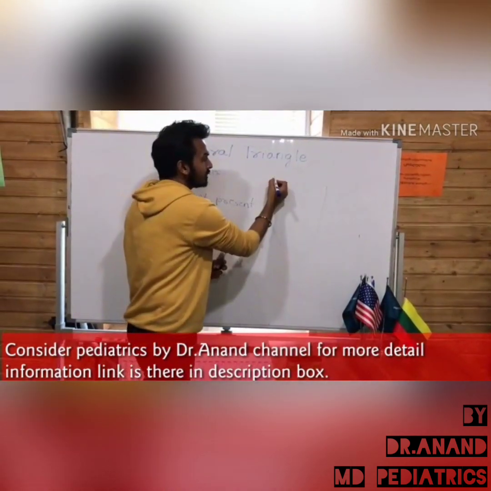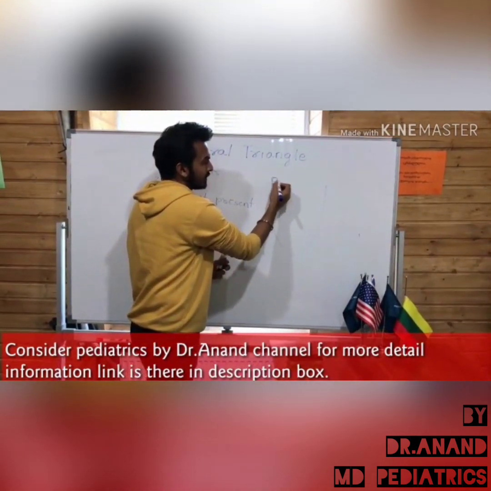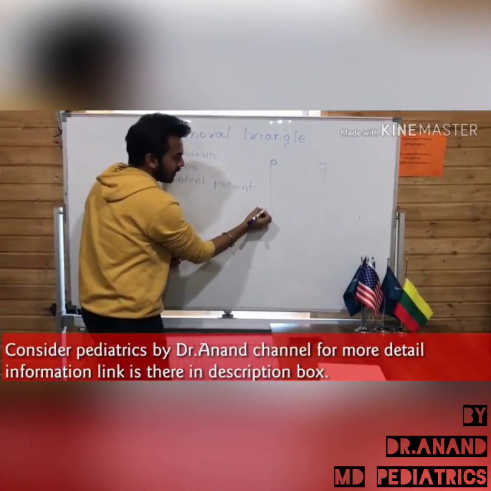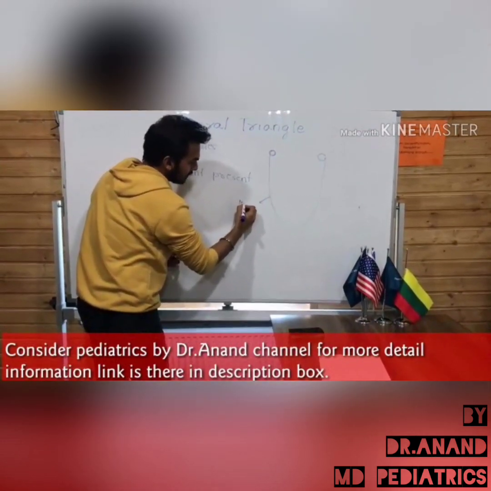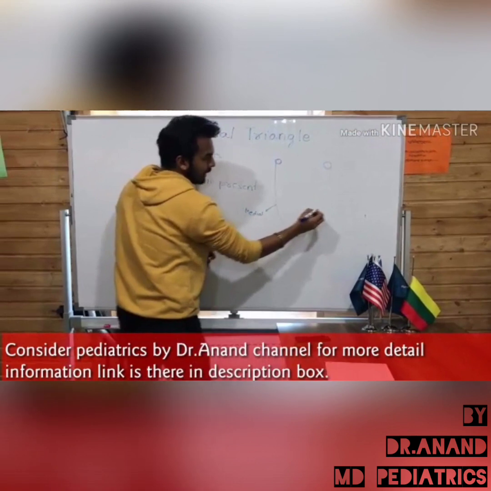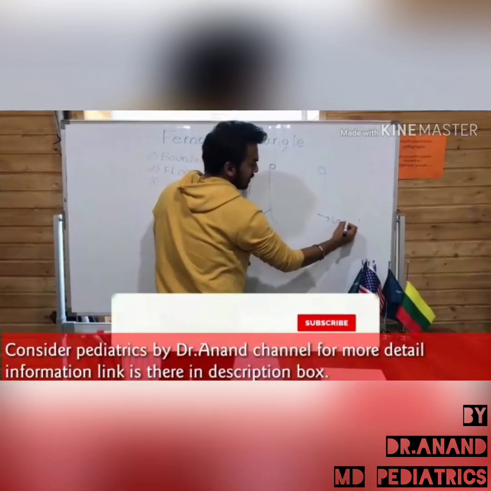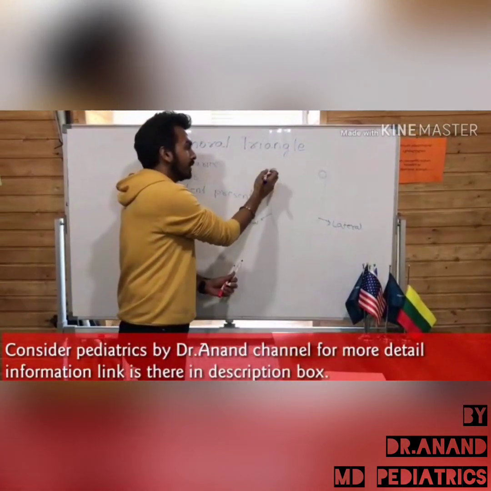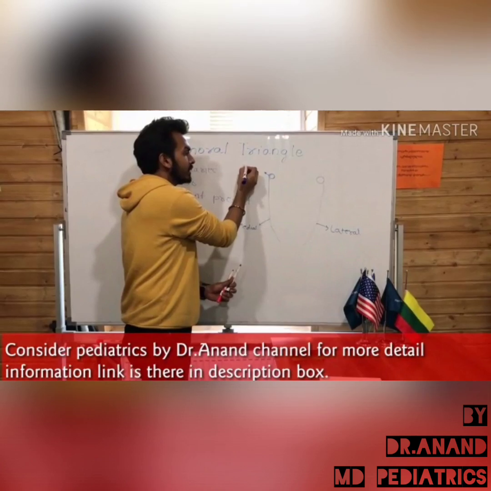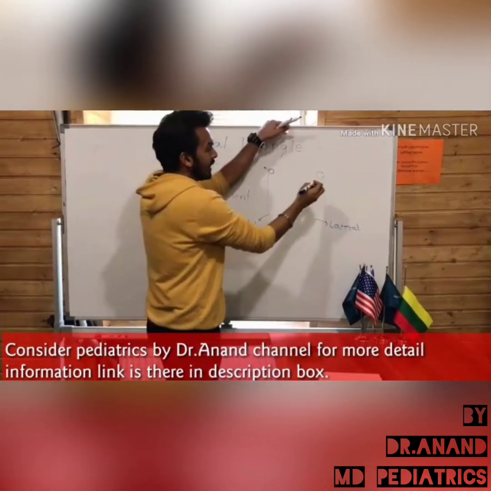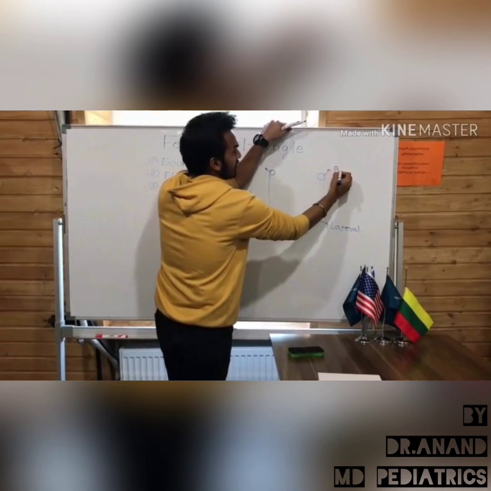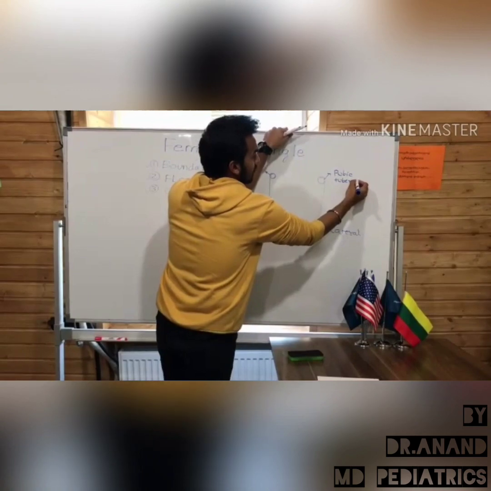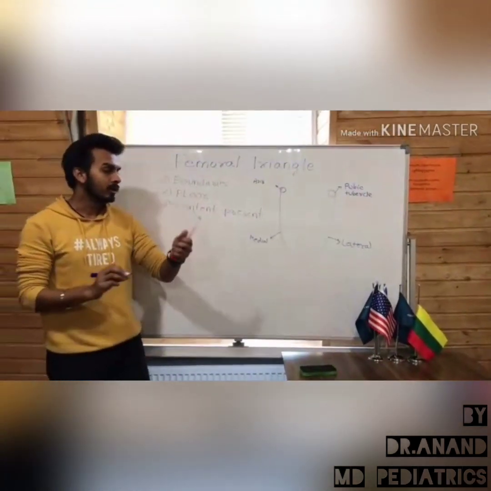If this is the anterior superior iliac spine and this is the pubic tubercle, this side is the medial side of our thigh and this is the lateral side. So on the medial side the anterior superior iliac spine is present, and on the lateral side the pubic tubercle is present.